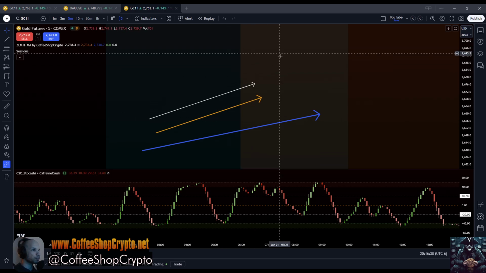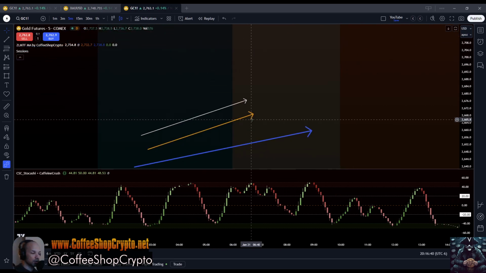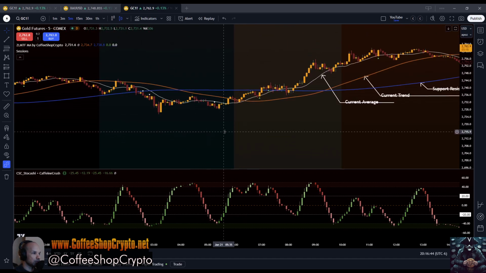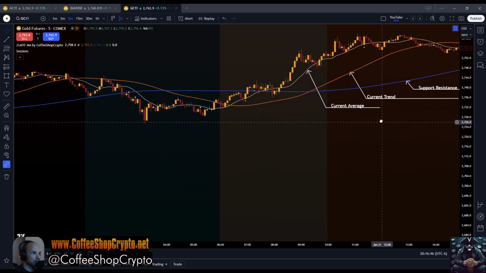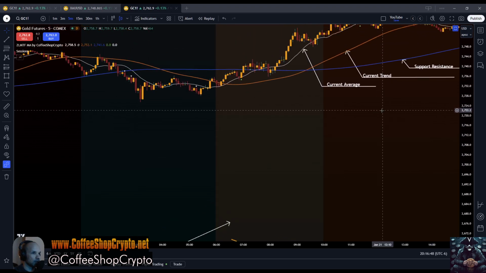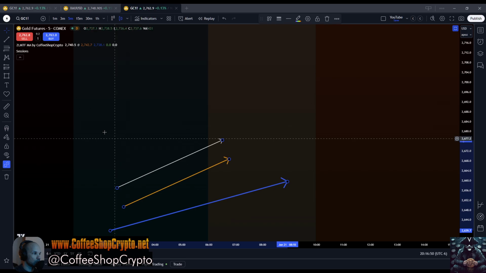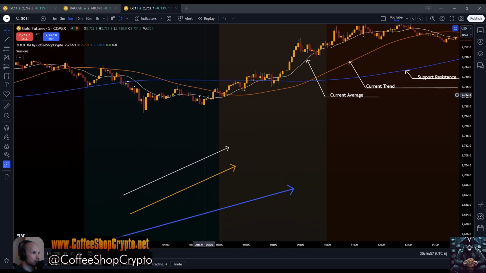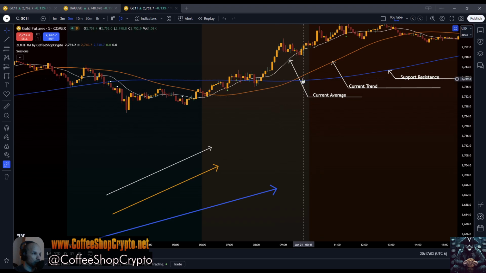Now you can see I have these arrows here. I want to show you why they're here, okay? And the arrows are really just representing the moving averages that are here, right? They're the same colors, right? Let me just move them up a little bit so you can see everything in one little swoop right here. There we go. Okay, so you can see the colors of the moving averages, and I just want you to know what the arrows are referencing in this case, right? So that's going to be your current average, right? It's going to be the white one. The current trend is the orange one, and the support and resistance is the blue one, right?